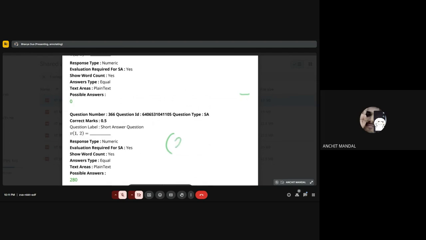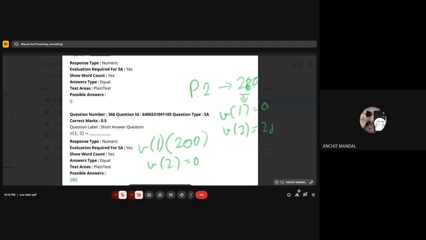Originally I had 200 for player 1 and I had V2 as 0, right? Now I know that player 2 values the watch at 280. So he's going to pay that 280, right? Yeah. And then V of 1, after this happens, is now 0 and V of 2 becomes 280. So what does V of 1 comma 2 then become?